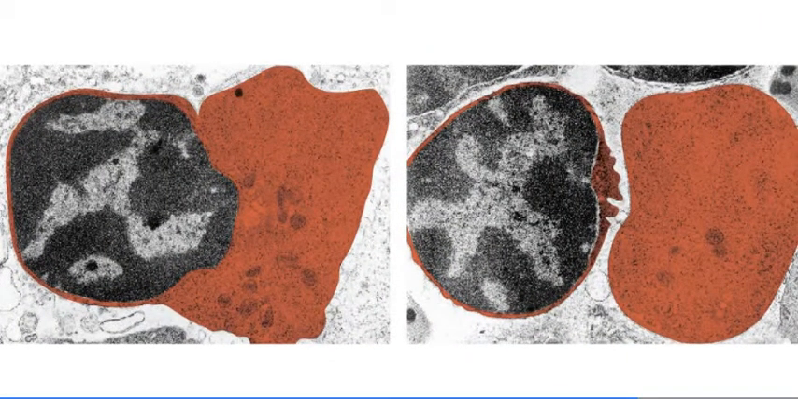Another notable exception to the every cell has one nucleus expectation is the red blood cell. This is two micrographs, electron micrographs, showing a reticulocyte in the red bone marrow that is losing its nucleus as it becomes a mature red blood cell. Red blood cells don't have nuclei.